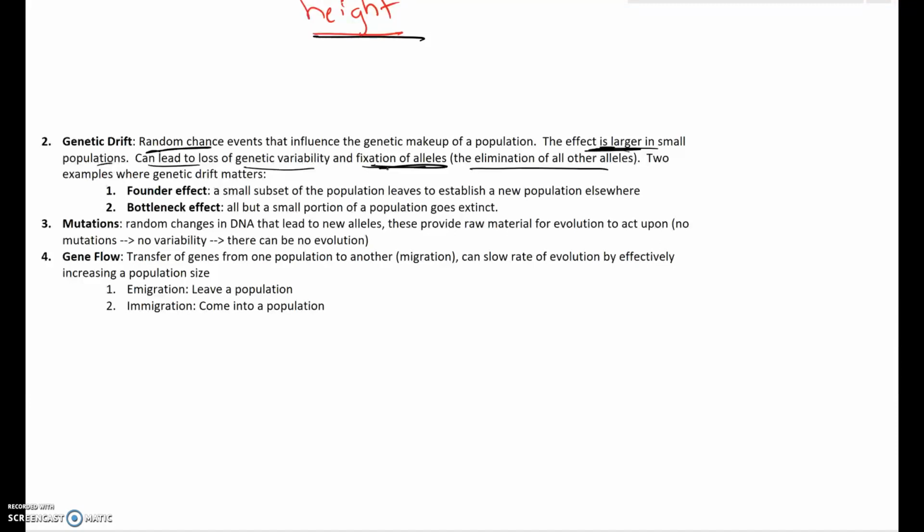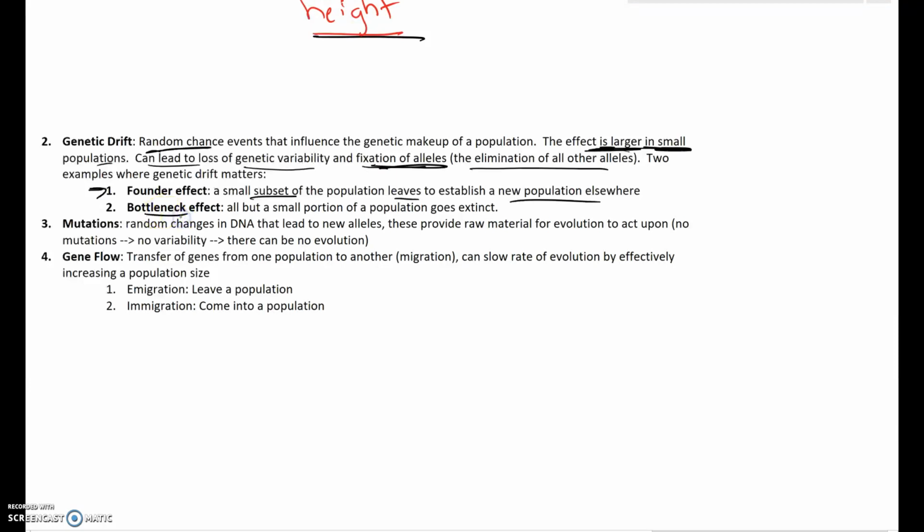So because this affects small populations a lot more than large populations, there are two particular cases where this tends to come into play. One is known as the founder effect, where a small subset of the population leaves, migrates somewhere, and establishes a new population. So say there's an island offshore and some birds fly over to that new island, and now there is a new population of birds. Because that new population is relatively small, genetic drift can have a large impact on that population, depending on who those individuals who randomly decided to leave and establish that population were.